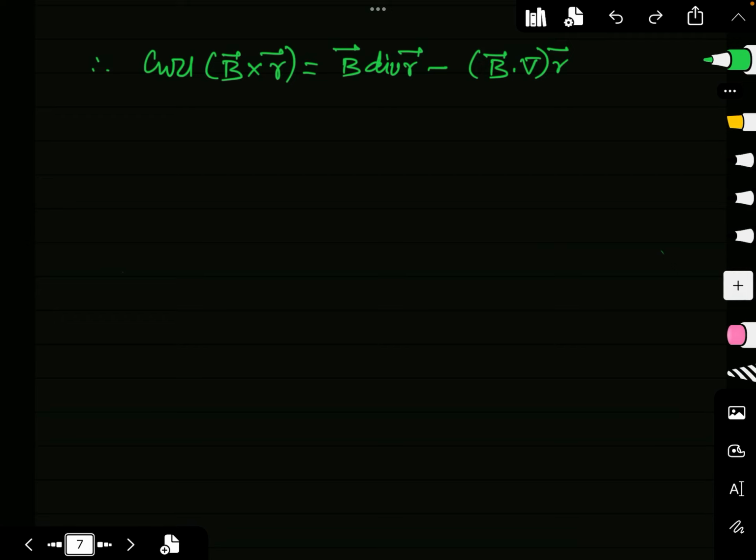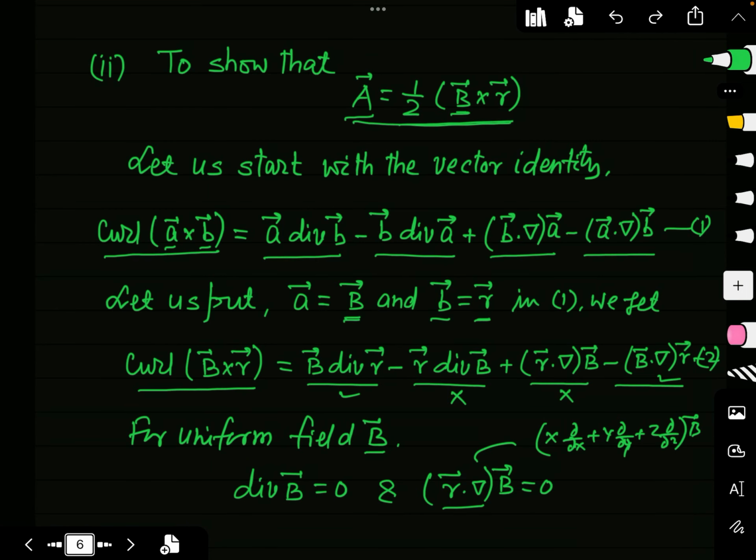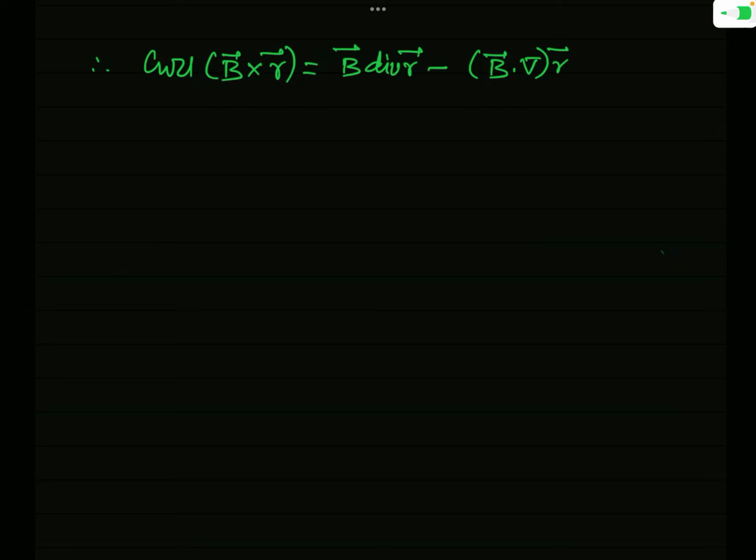Therefore, we can write the curl of B cross R. What are the remaining terms? You have just seen that these are B divergence of R and minus B dot del R. Okay? Now let us say this is equation number 3.